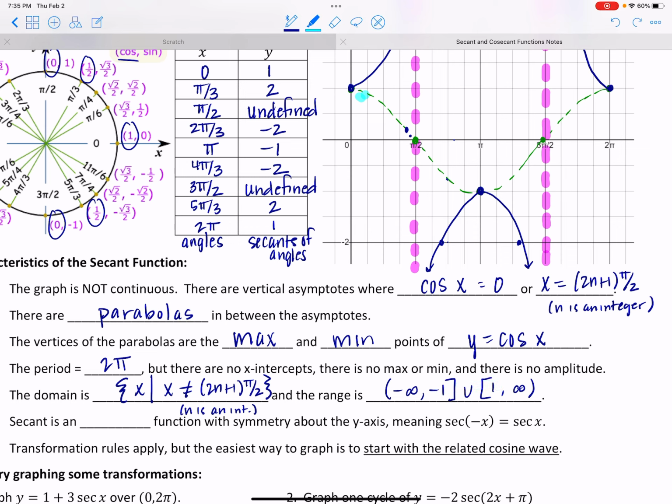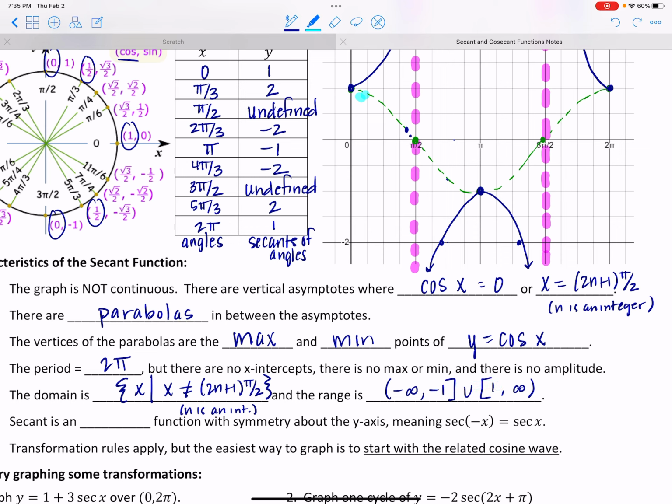Okay, and the secant function is an even function. It's going to have symmetry about the y-axis, just like the cosine. That should make sense. It's kind of mapping along with what it's doing. And that means when you plug in a negative angle, you get the same result. So if we take the secant of pi over 2 and negative pi over 2, we end up with the same thing, just like our x squared. Something we've talked about before.